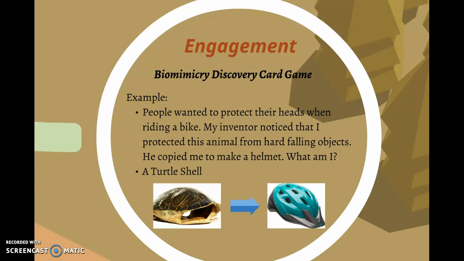Here is the first invention. People wanted to protect their heads when riding a bike. My inventor noticed that I protected this animal from hard-falling objects. He copied me to make a helmet. What am I? Jot down on your whiteboard your guess and hold it up. At this point, students would write down their answers and hold them up. If you wrote down turtle shell, you are correct.